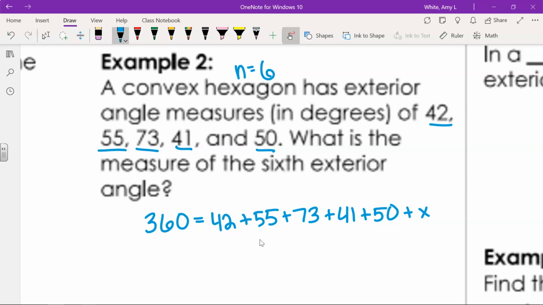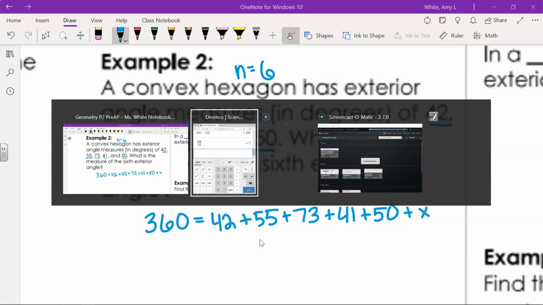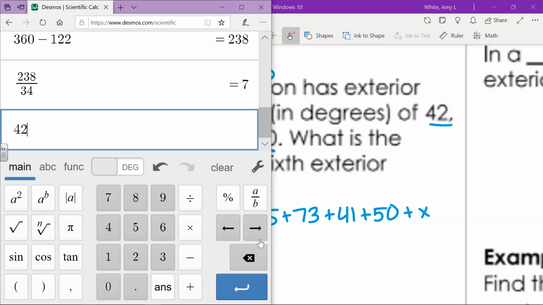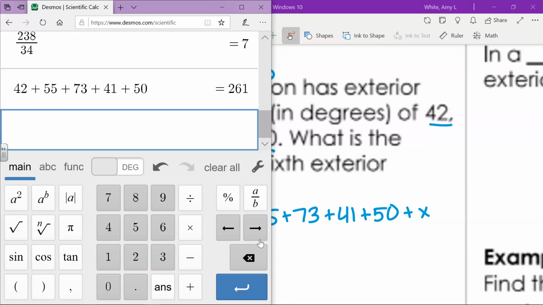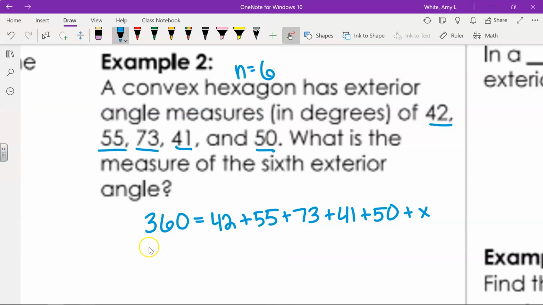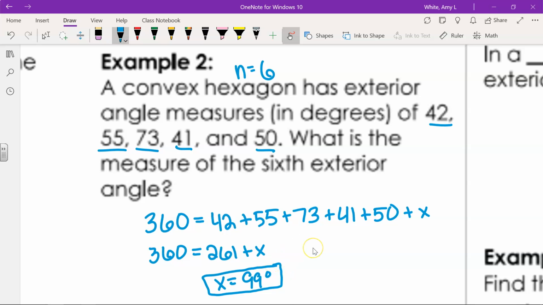So I'm going to take my calculator and add up all of those numbers. We have 42 plus 55 plus 73 plus 41 plus 50. That gives me 261. So I know that 360 is going to be 261 plus x. And if I subtract 261 on both sides, I get that x equals 99 degrees. So that missing angle is 99 degrees.